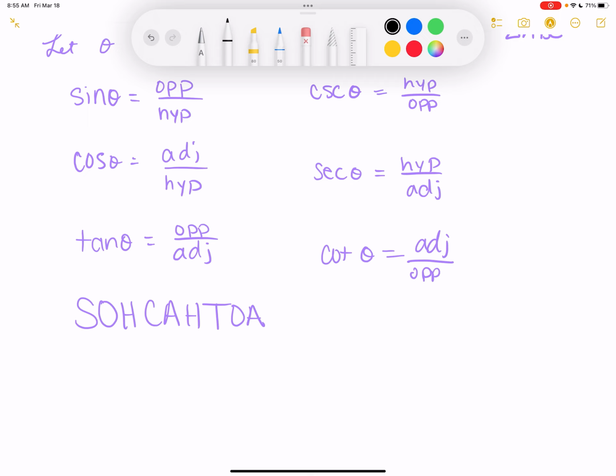All right. Find the values of all six trig functions of theta. I'm highlighting it.